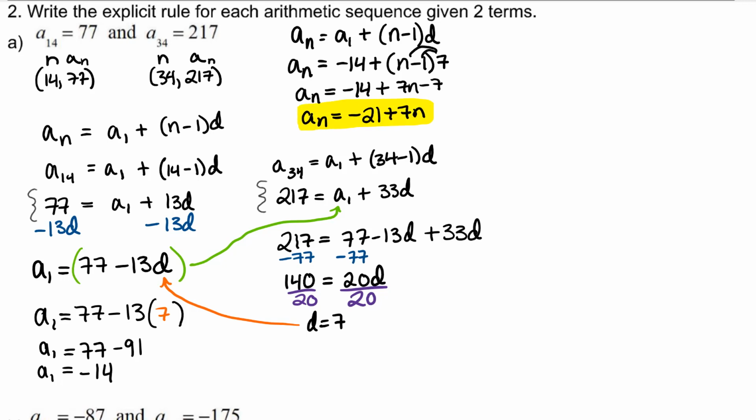So here's our explicit rule. You have to distribute that common difference. If you do not distribute it in, then you haven't simplified the rule enough. Now, what would happen if we had just found the equation of the line that went through these 2 points, (14, 77) and (34, 217)? Let's go ahead and do that and see if we get the same answer.